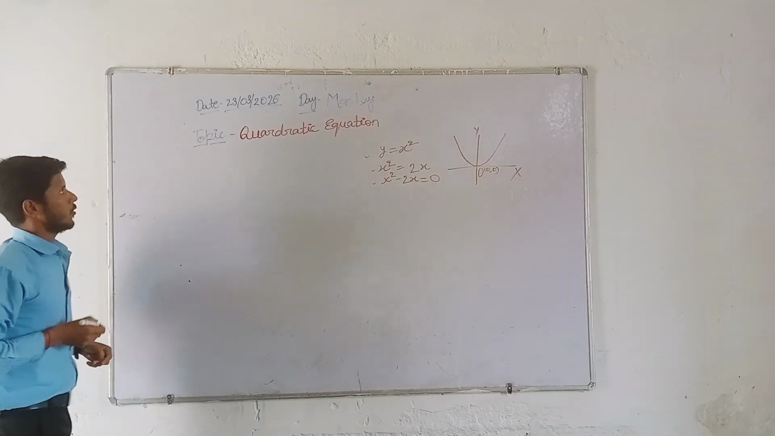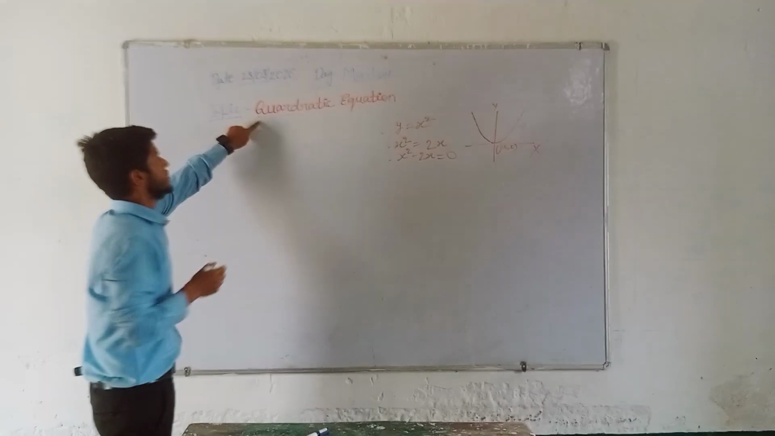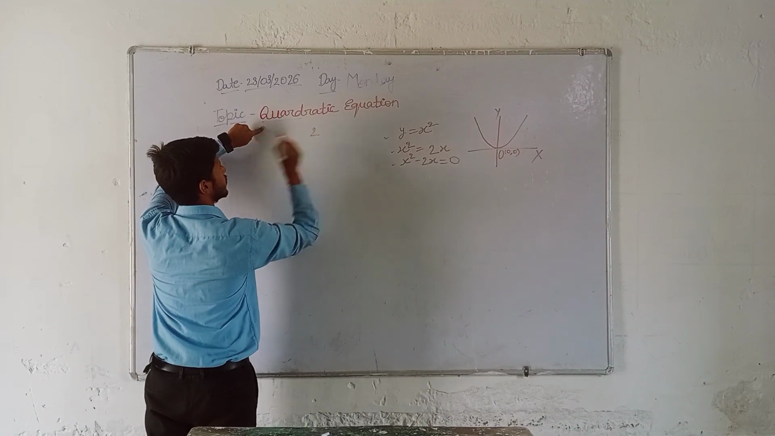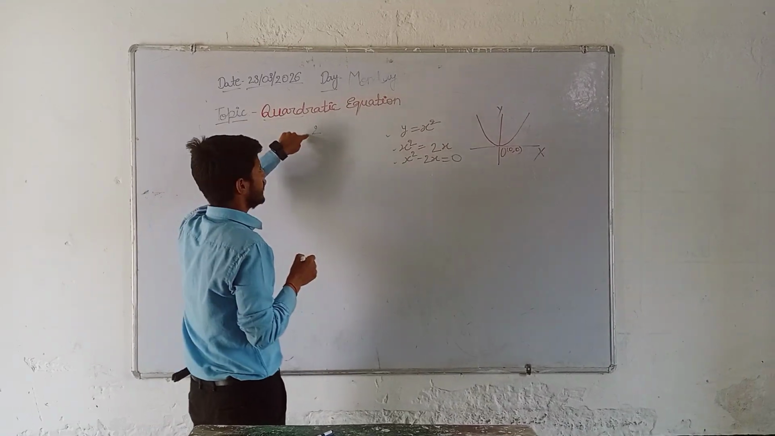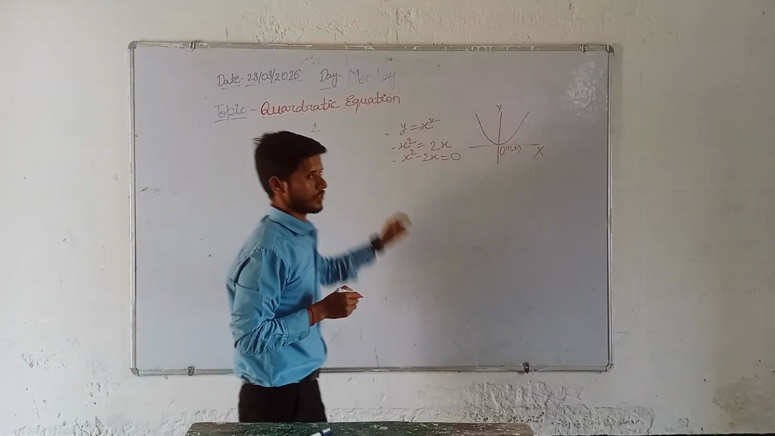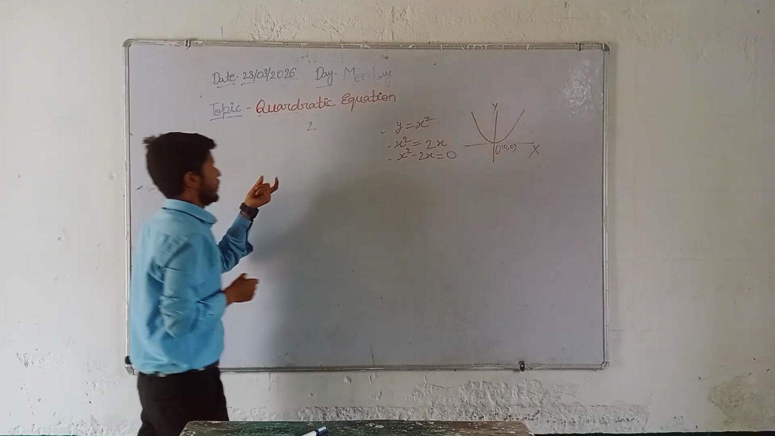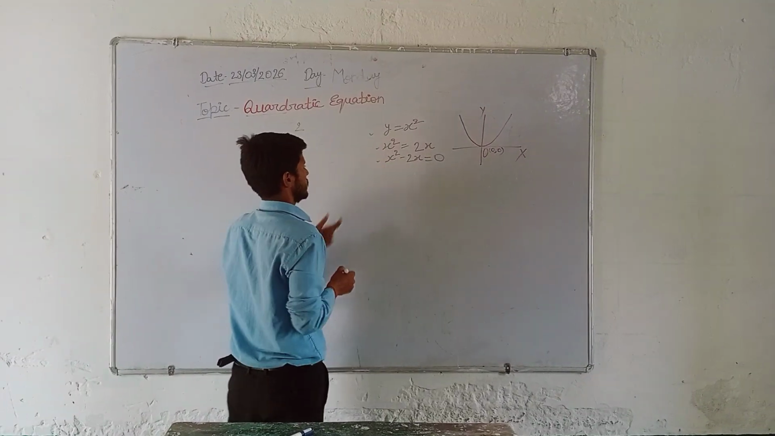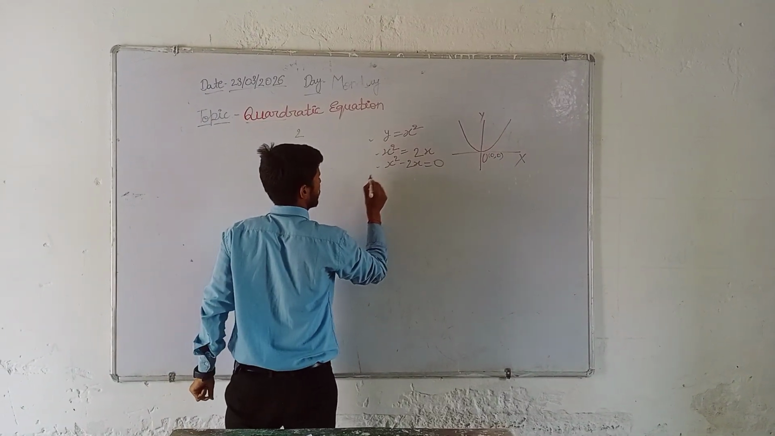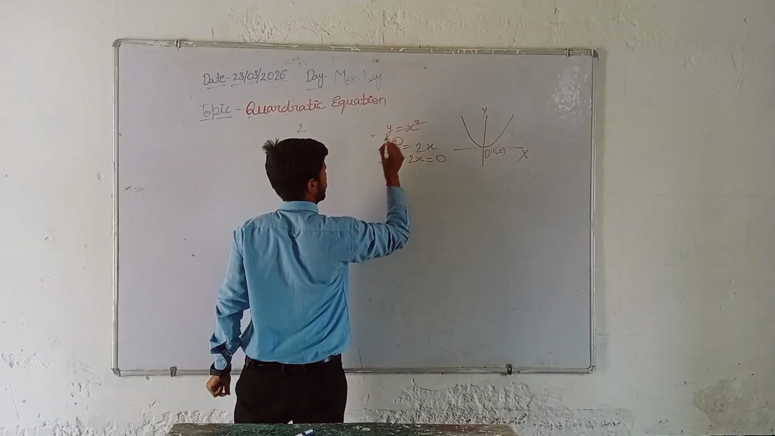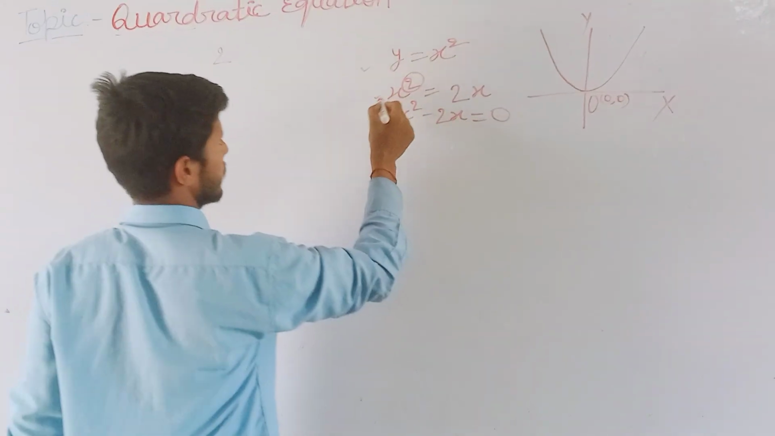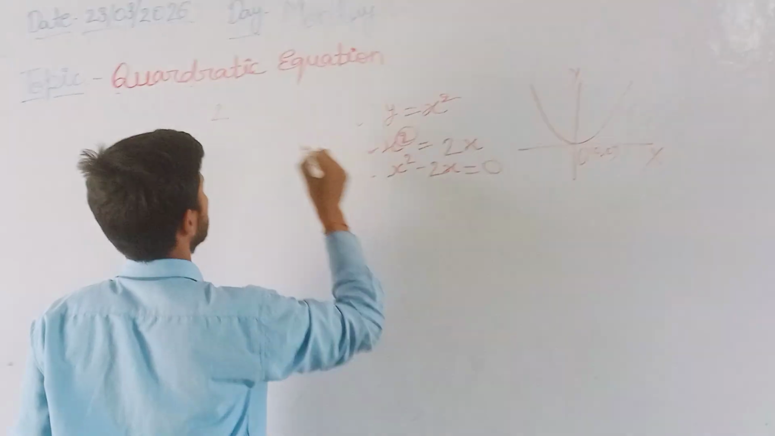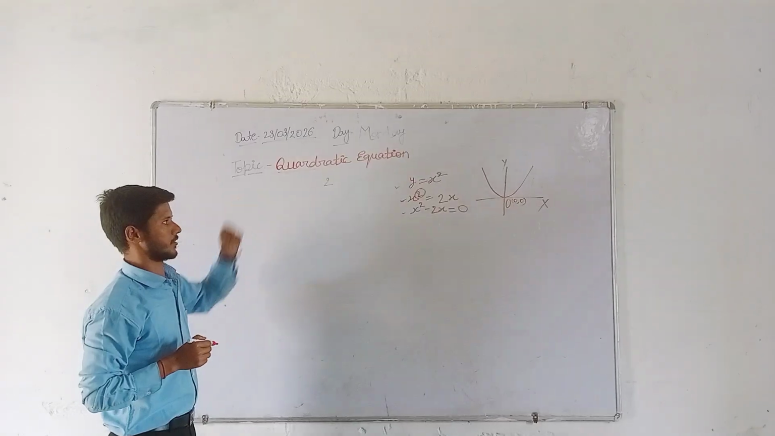Let me talk about the meaning of this word. Quad means 2. And every 2-degree equation, it means an expression which has power of 2 degree, is known as a quadratic equation.